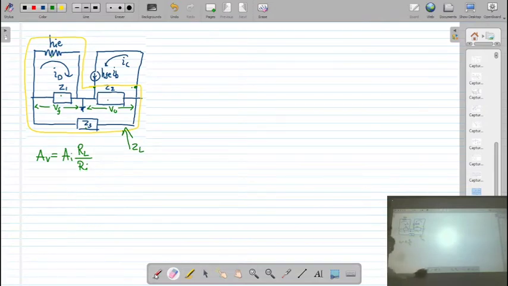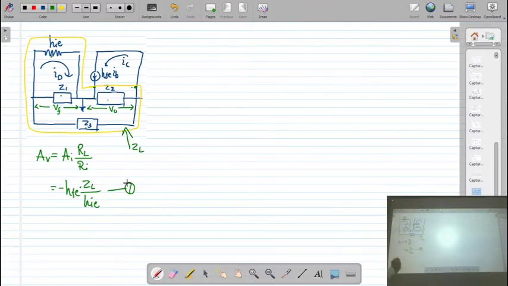Let us write again. This is equal to minus, because the amplifier introduces a 180 degree phase shift, so the gain will be minus hfe into, not RL, but ZL, divided by hie. You can say this is our expression number 1. So this is the gain of the amplifier.